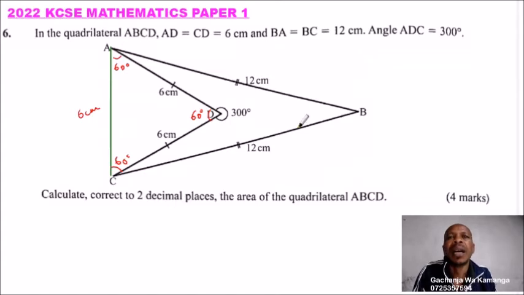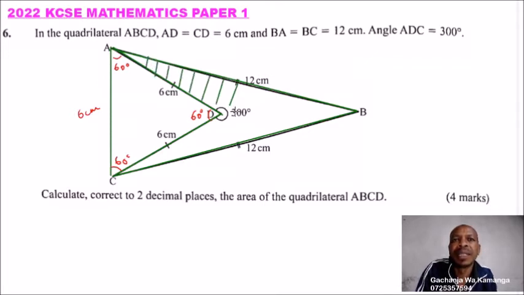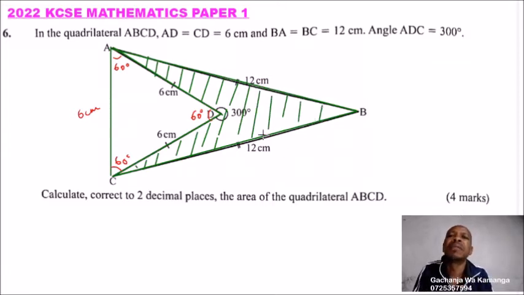Now with that, for us to be able to get this A, that is what we need. A, we have B, C, that side, this side here, and this side. So this is the area that we need to get, the one that I've shaded. With that, then how do we get that area? That is the area that we need to find out.